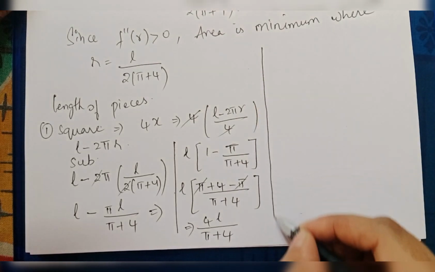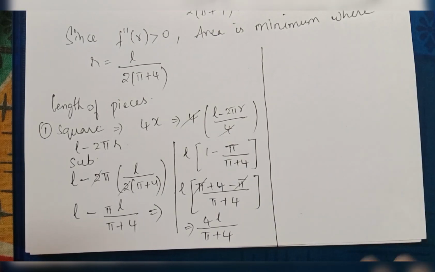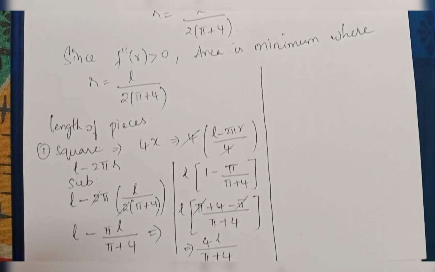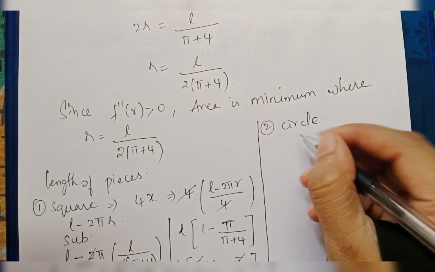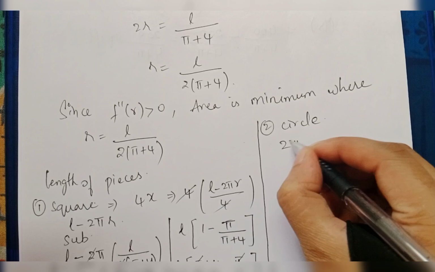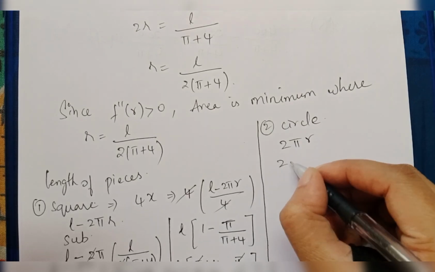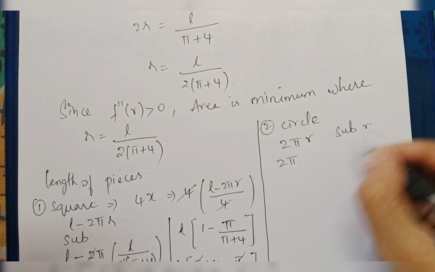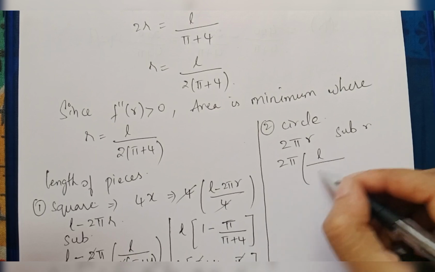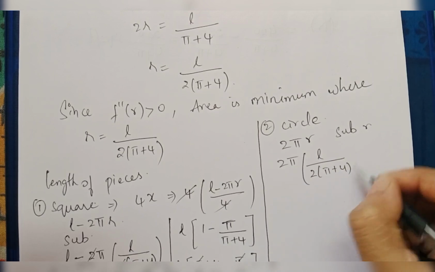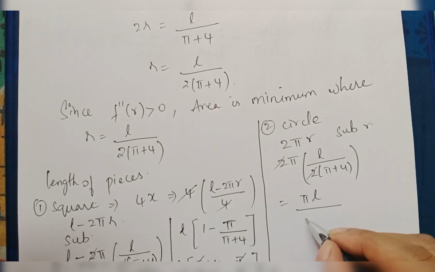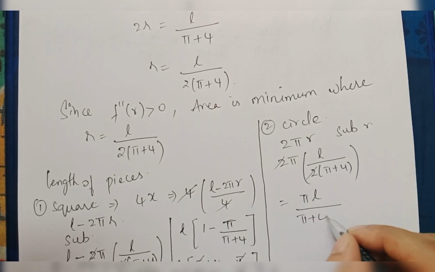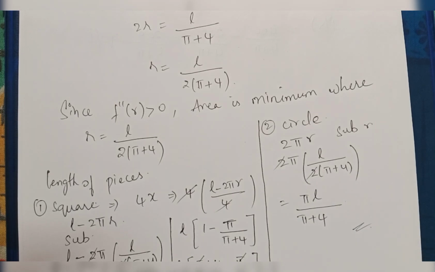And the next is the circle. The length of the piece for the circle is given by the formula for the perimeter, 2 pi r. So here we substitute the value of r, so it is 2 pi into L by 2 into (pi plus 4). The 2 gets cancelled, so it is pi L by (pi plus 4). So we got the lengths for the circle and the square.